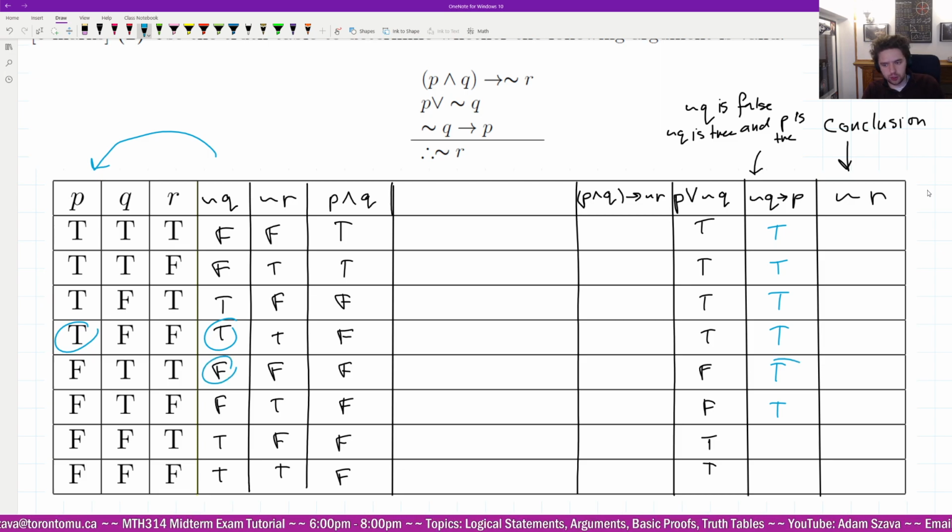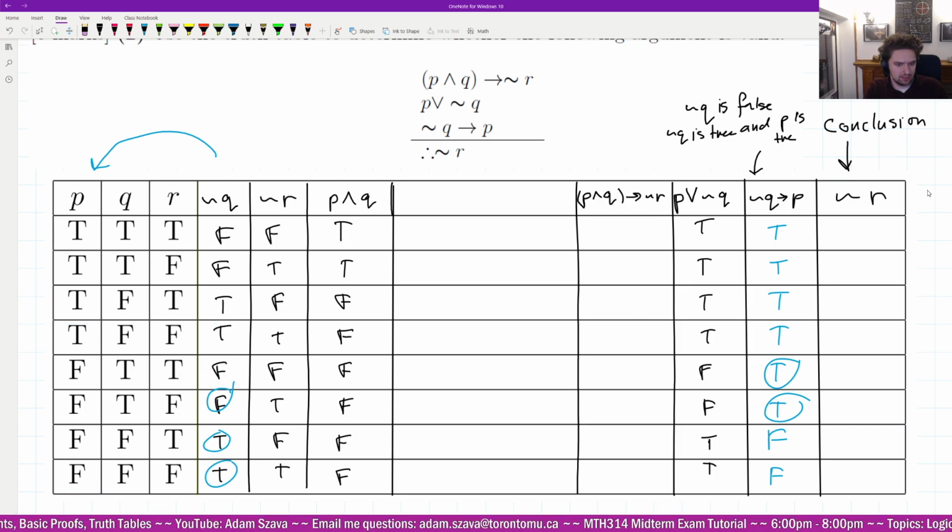The false here gives us a true here. The false here gives us a true here. The true here paired with the false here gives us a false here. Okay? And then the true here paired with the false here gives us a false here. So sometimes not Q is true, but P is false. That means they don't actually imply each other in that case. So the implication would be false in such a case. Oops.